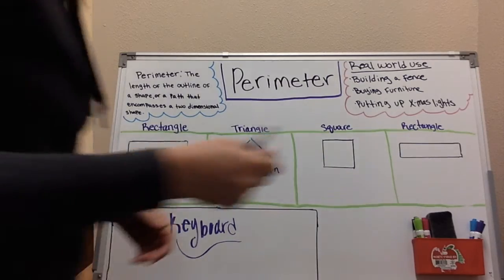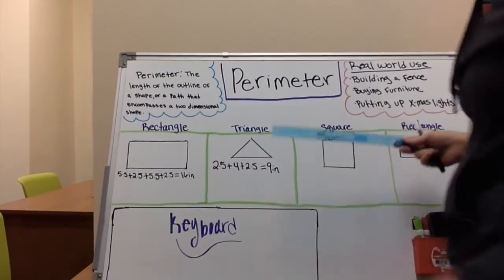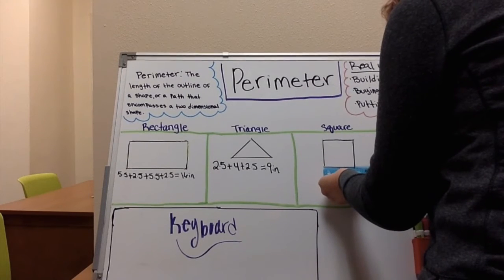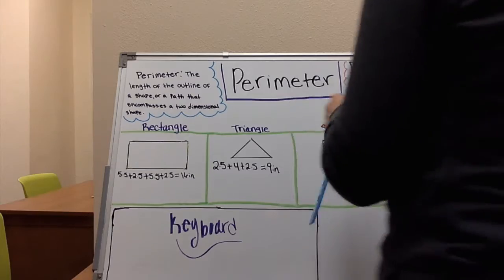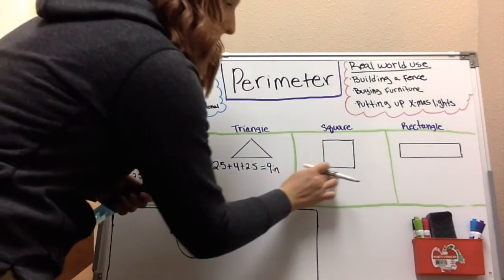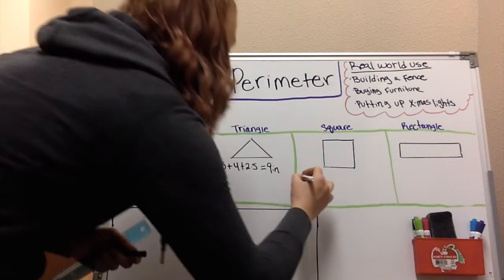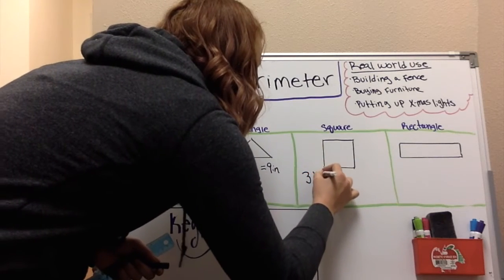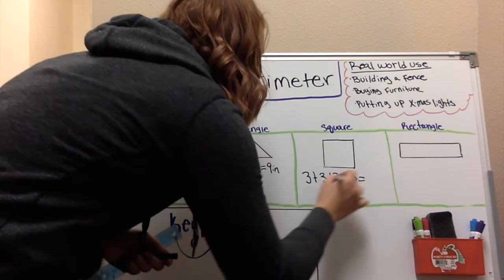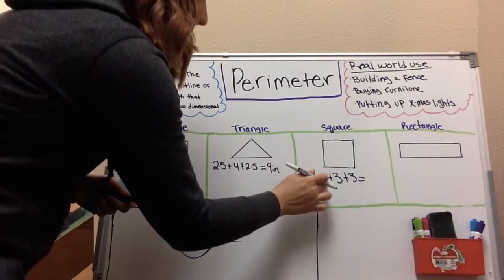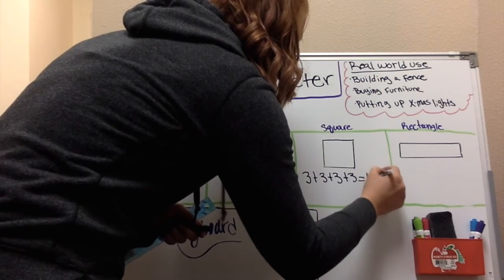So we're going to go over here to our square. We're going to start at 0 again. This is 3 inches. So we know a square has equal sides. Instead of measuring all 4 sides, we're going to go 3 plus 3 plus 3 plus 3 equals 3, 6, 9, 12. Okay, now it's 12 inches.